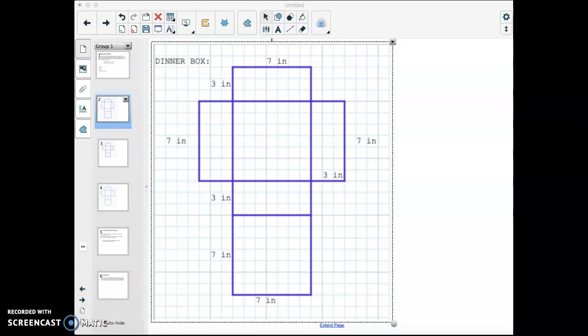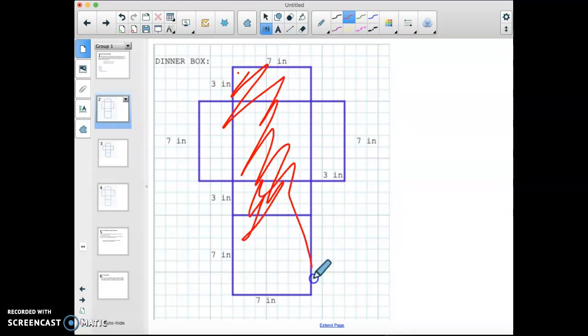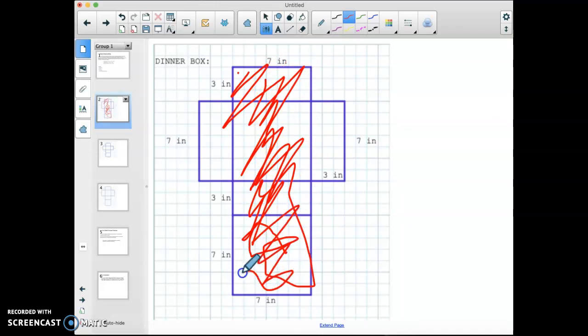Once the net is drawn and the measurements are put on, our diagram should look something similar to this. Now it is time for us to find the surface area of the dinner box. I am first going to use a red color, and I'm going to color in this whole middle section. This is the majority of the box, and as you can see, it makes a perfect rectangle.